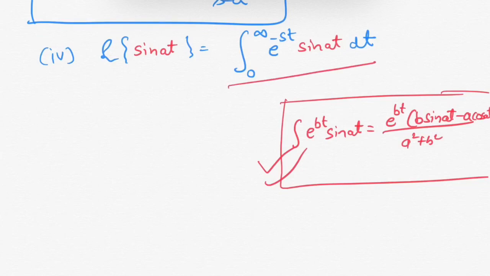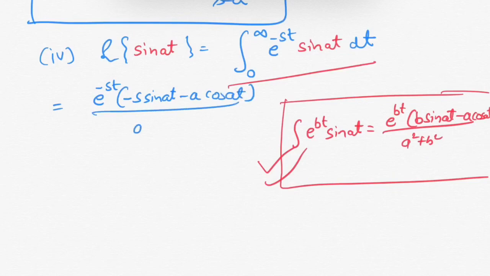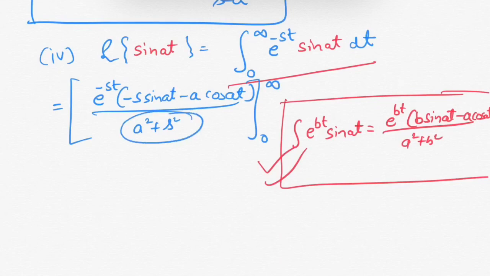Okay, so applying the formula we have e raised to power minus st into (minus s sin at minus a cos at) over a square plus s square, and the limit is from 0 to infinity. Okay, so taking this 1 over a square plus s square outside because it is constant, this equals 1 over s square plus a square.